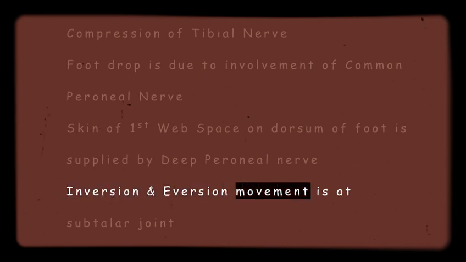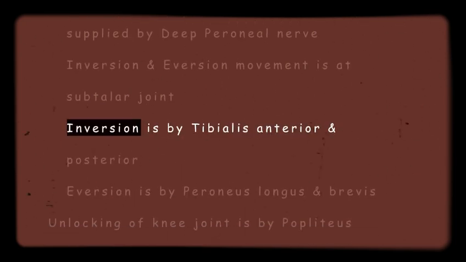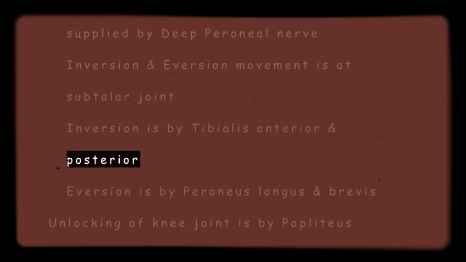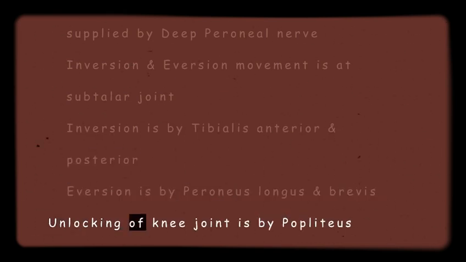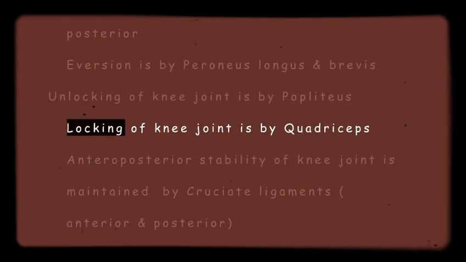Inversion and eversion movement is at the subtalar joint. Inversion is by tibialis anterior and posterior. Eversion is by peroneus longus and brevis. Unlocking of knee joint is by popliteus. Locking of knee joint is by quadriceps.